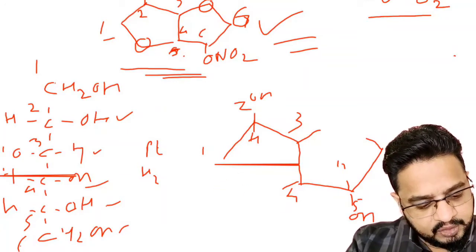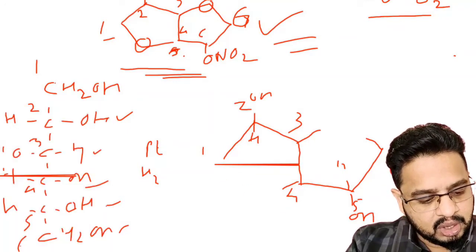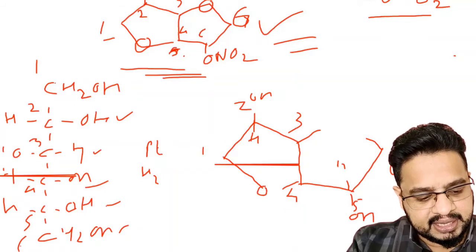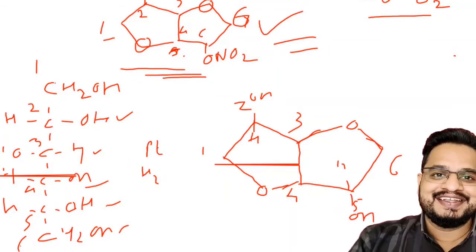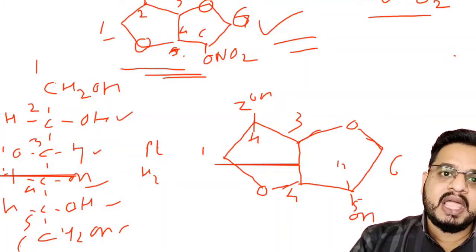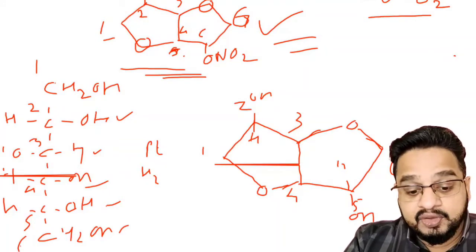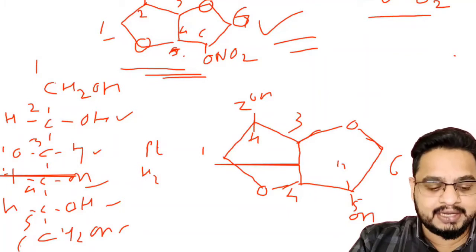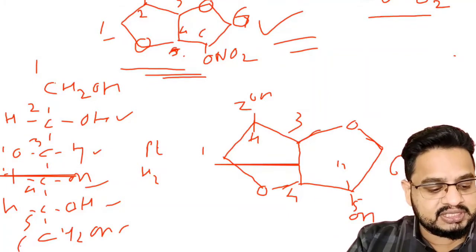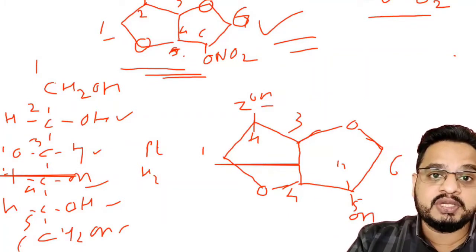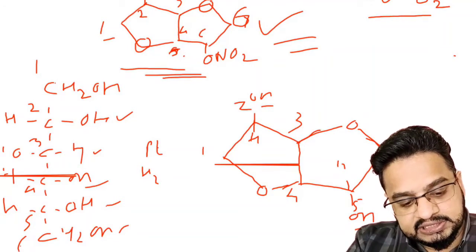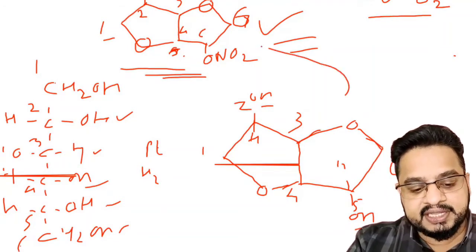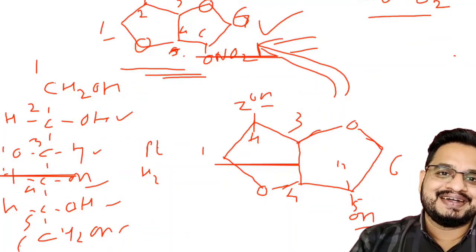Then what would it be? This would be your oxygen, right? And this would be your oxygen. Now you check, this is isosorbide. Isosorbide, we have to convert it into isosorbide dinitrate. Now this is OH, this is OH. Now this particular OH, we are going to convert it into the final structure. Got that? So here we need to convert it.